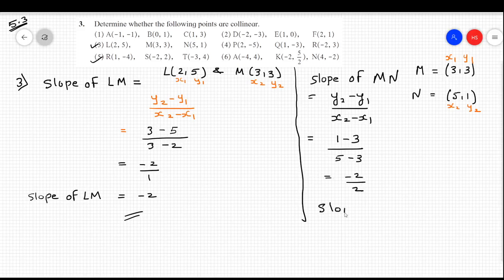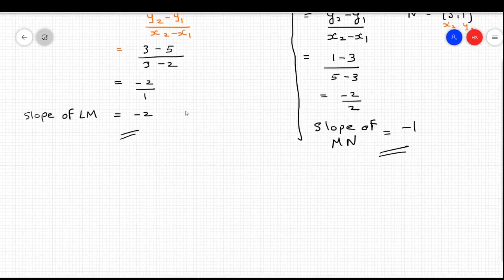तो slope of MN कितना मिल गया? Tell me how much is slope of MN now? It is -1. Now check. Slope of LM is -2 or slope of MN is -1. अलग अलग है. They are not same. If the points are collinear, then their slopes should be same, right? So if 3 points are collinear like this, right, then their slopes are equal.